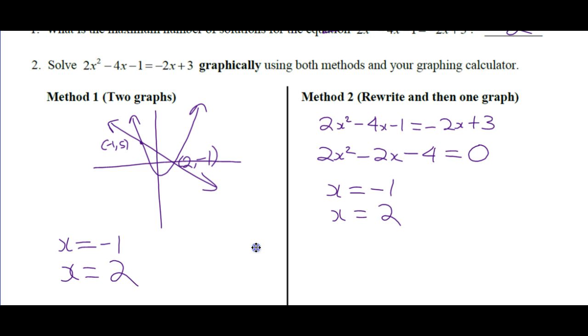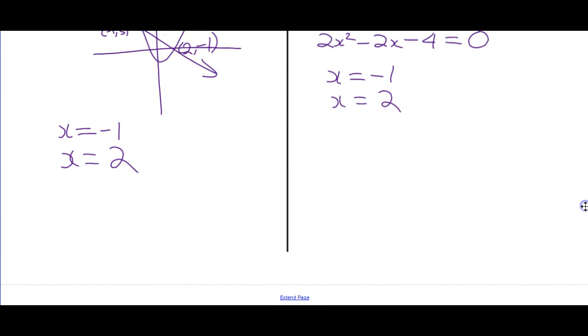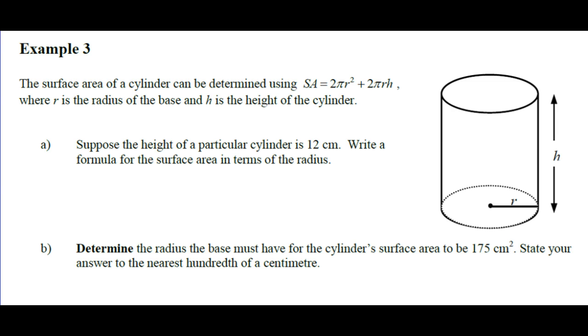Okay, we could also verify these algebraically. You could do method 1 algebraically, you could do method 2 algebraically. I'm not going to unless it asks me on the next page, which it doesn't. So, take a look at the next example.